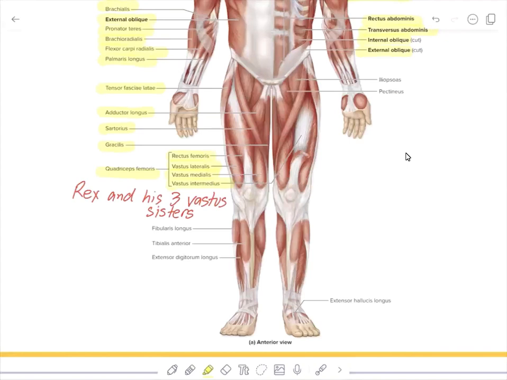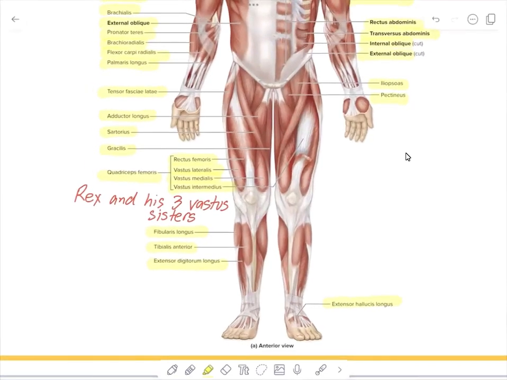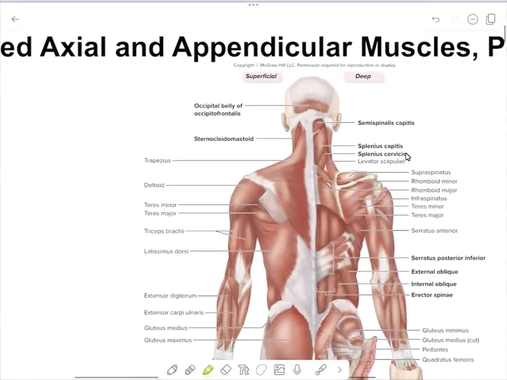Continuing to the lower leg, we see the fibularis longus, tibialis anterior, extensor digitorum longus. And the deeper muscles would be muscles like the iliopsoas, pectineus, and extensor hallucis longus. And for individual functions, we're going to go into those specifically in upcoming slides.